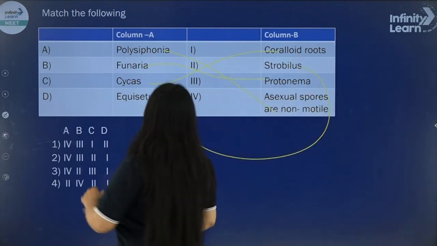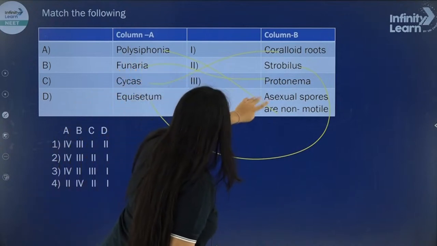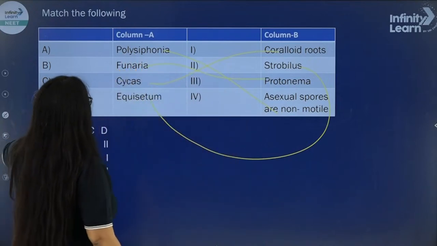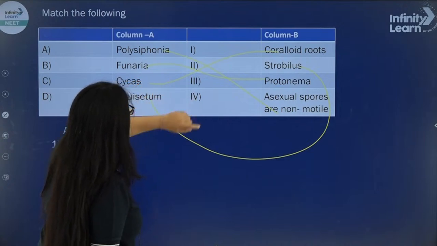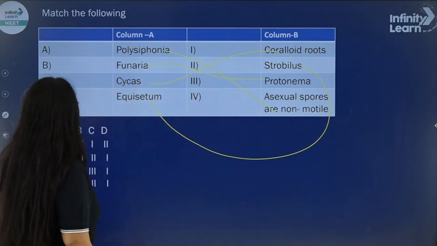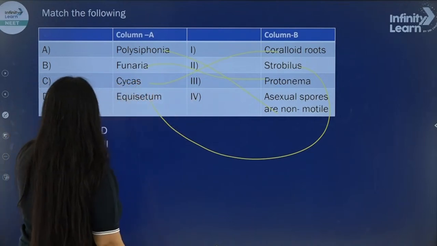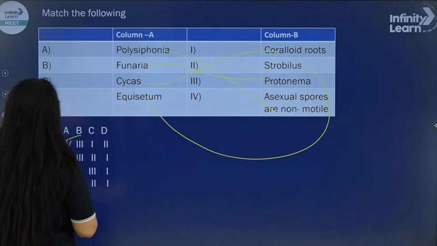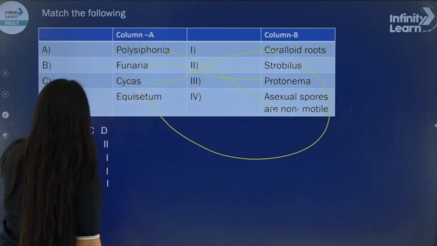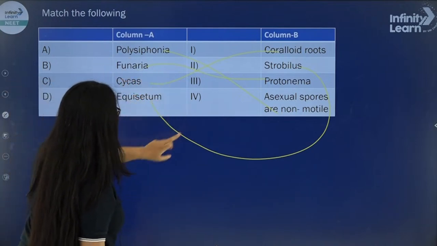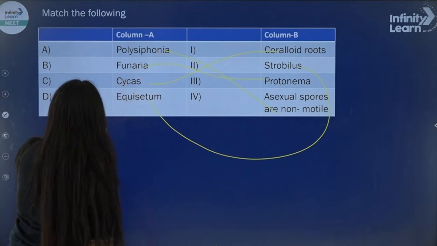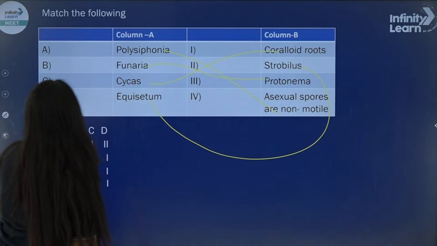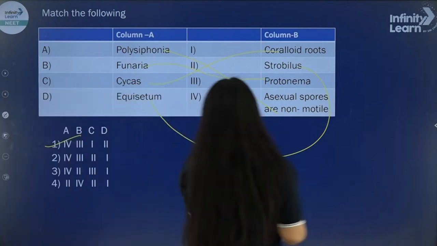So, let's match now. Polysiphonia, A goes with 4. Funaria, B goes with 3. C goes with 1 and D goes with 2. Let me recheck again. A goes with 4, B goes with 3, C goes with 1 and D goes with 2. So, your first option is absolutely correct.